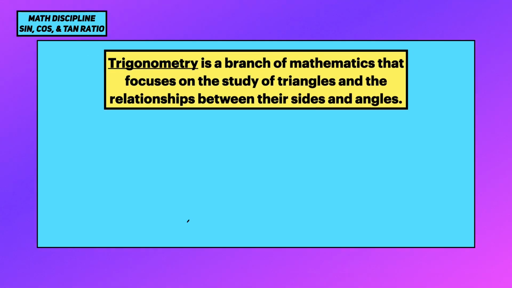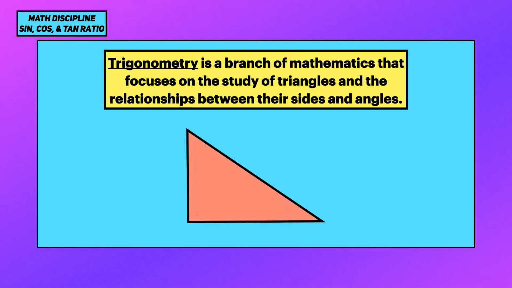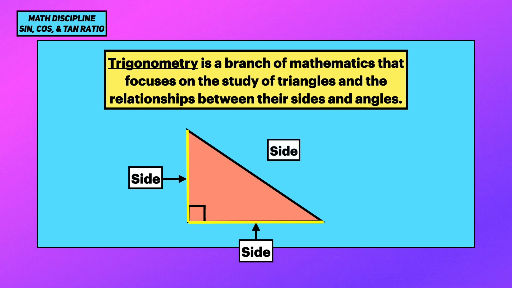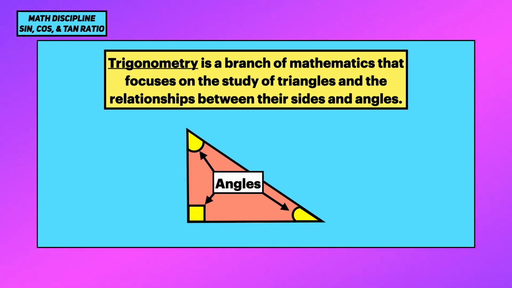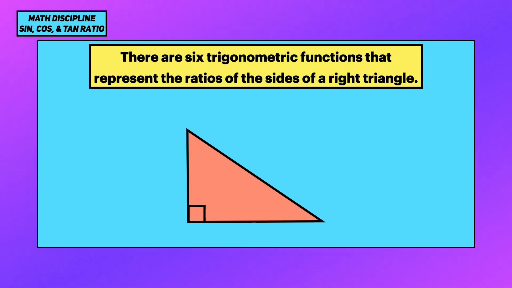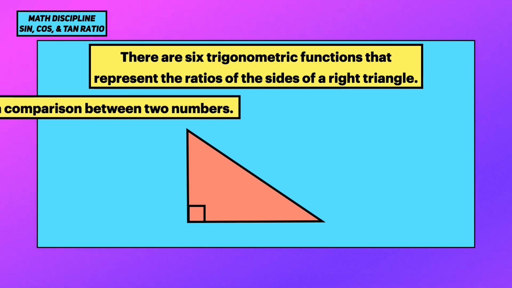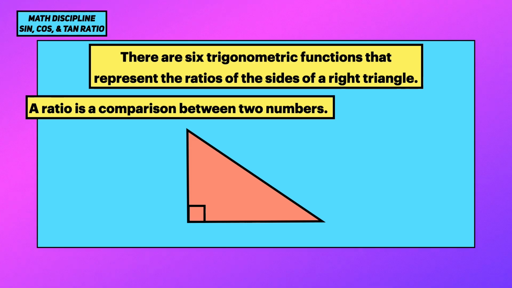Trigonometry is a branch of mathematics that focuses on the study of triangles and the relationships between their sides and angles. There are 6 trigonometric functions that represent the ratios of the sides of a right triangle. A ratio is a comparison between two numbers.